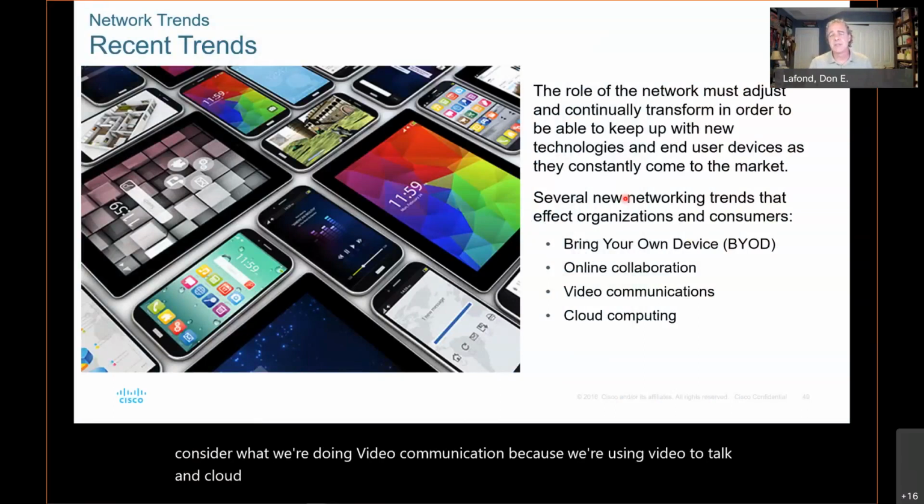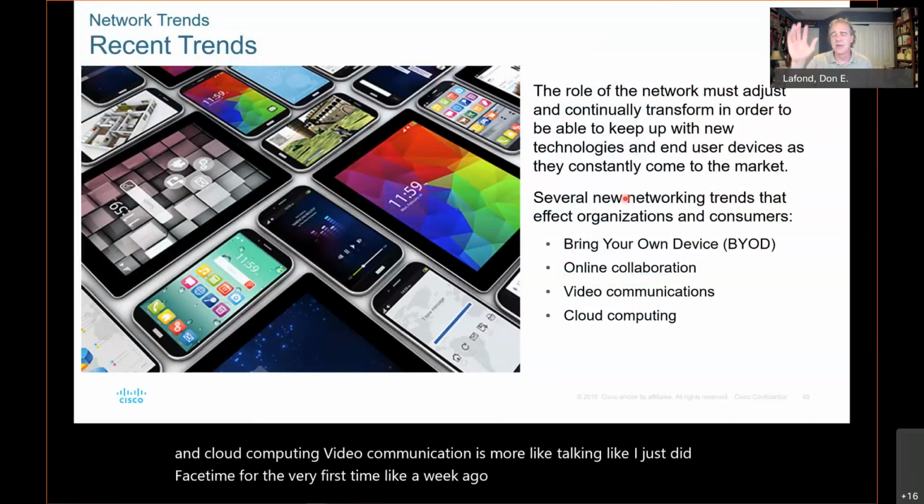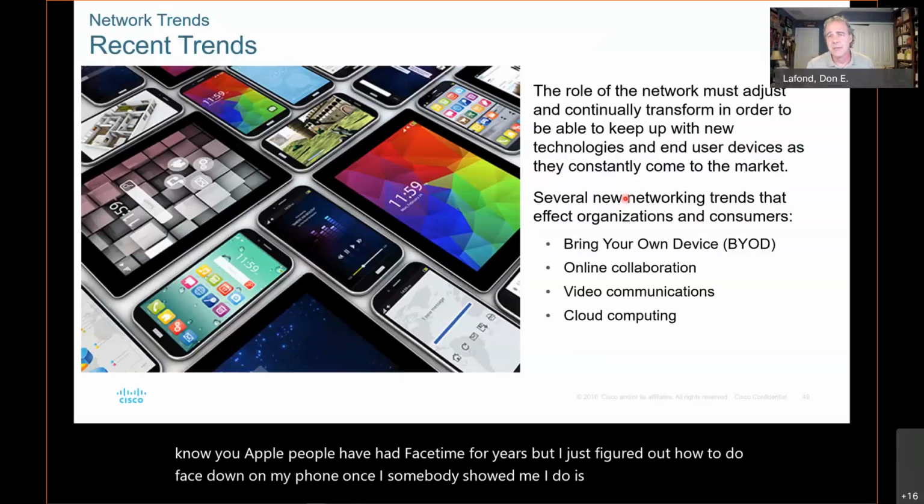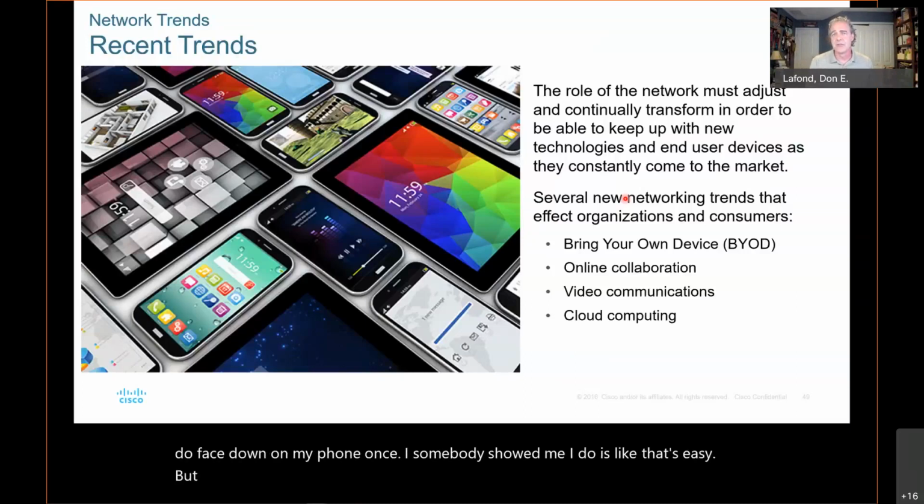Video communication is more like talking. Like, I just did FaceTime for the very first time a week ago. I've always been an Android person. I know you Apple people have had FaceTime for years, but I just figured out how to do FaceTime on my phone. Once somebody showed me how to do it, it's like, well, that's easy. But it wasn't easy on Android 10 years ago. At least I don't think it was. So that's more video communication.